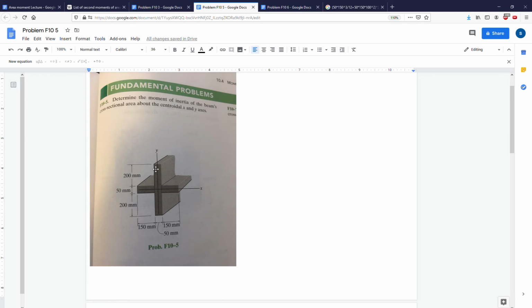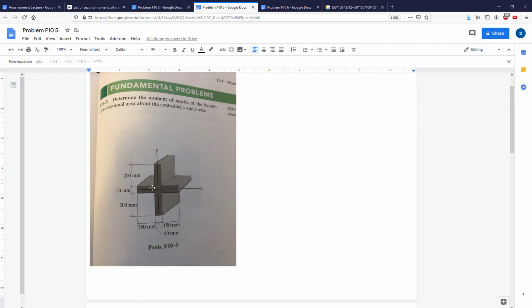Now it might be tempting to say one rectangle vertical, one rectangle horizontal, but that would double count this section in the middle where they intersect. There are a few other ways you could cut this up. The way that I am going to work this is by cutting up this vertical piece as one rectangle and these two pieces as other rectangles.